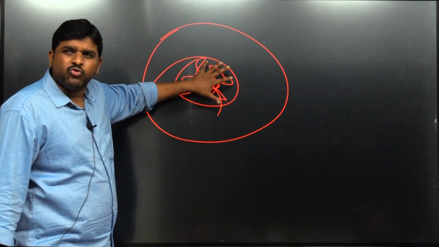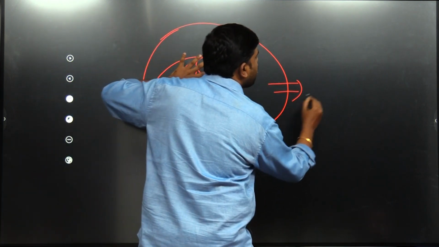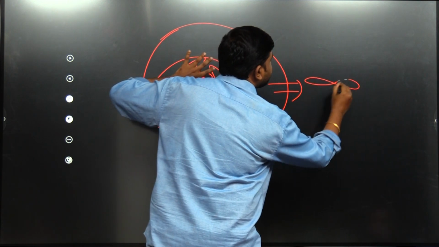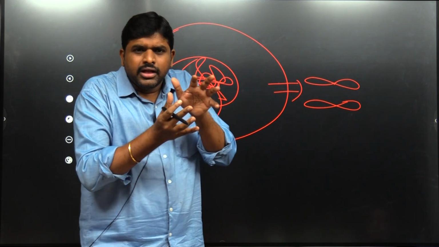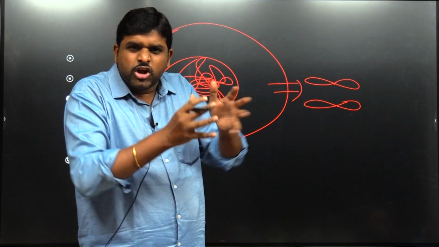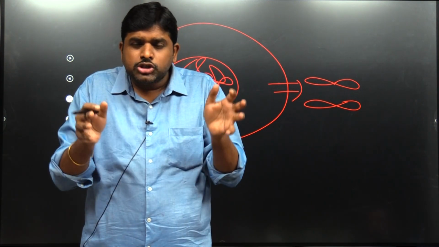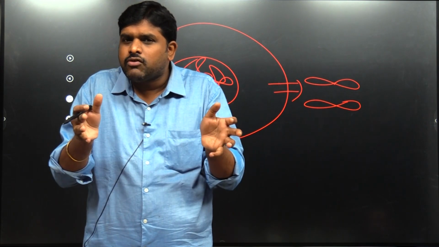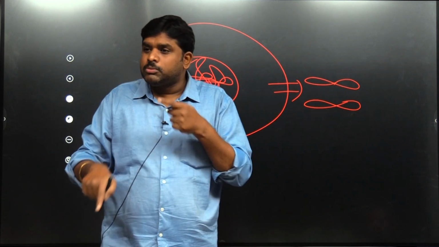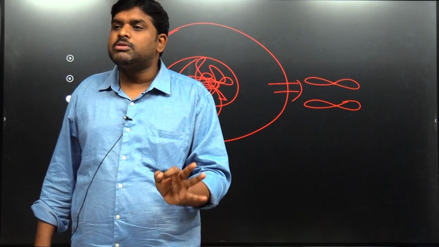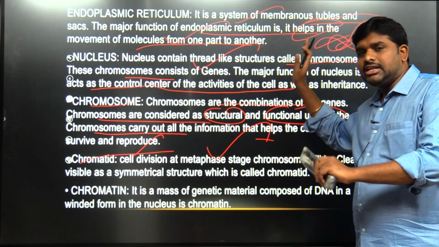The winded form of chromosome, at the time of cell division, will arrange itself in the form of chromatid. If I want to divide anything, it should be arranged properly, in a zigzag manner or winded form. So at the time of cell division, the chromosomes will be arranged in a specific format so that the division becomes easy. That arranged format of chromosome is called chromatid. Cell division at which phase? Metaphase, which I will explain in cell division.